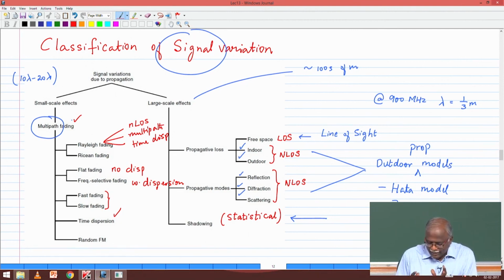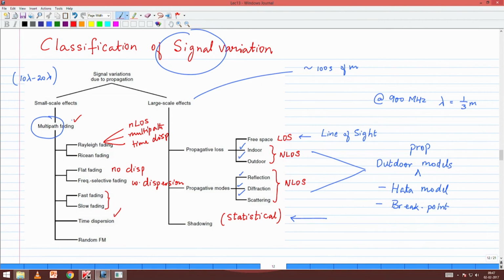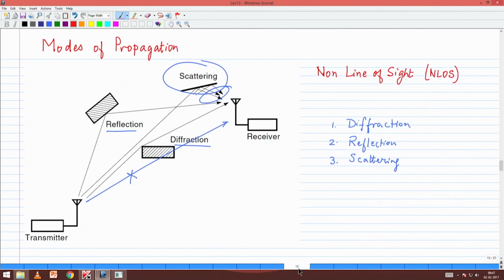Again, in the bigger scheme of things, we have large scale effects and small scale effects. Large scale effects deal with shadowing and basic propagation, and the small scale effects are caused by the different reflections or the different paths that are arriving. What is the phase difference between them? Are they adding constructively or destructively? Is there a time dispersion between these two mechanisms? So this is a picture that gives us a broad perspective, and what we will do now is build on this perspective.